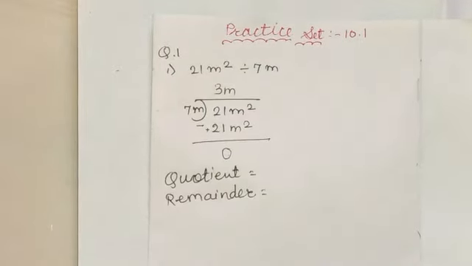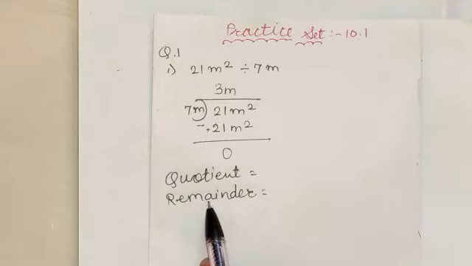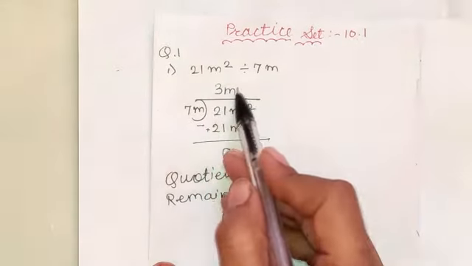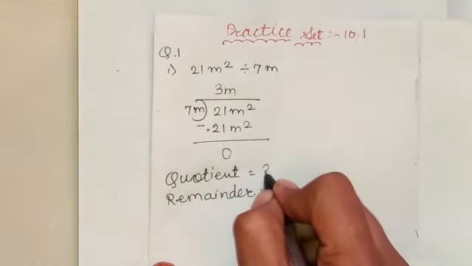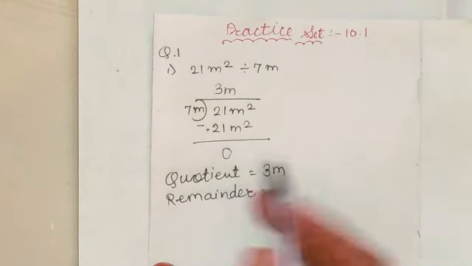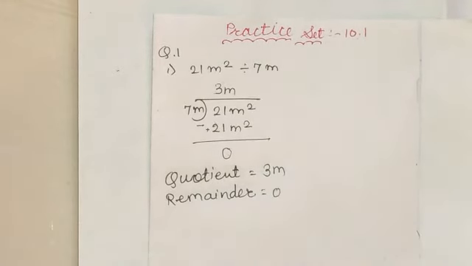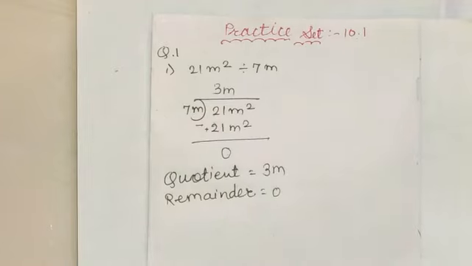After that we have to write the quotient and remainder. So this answer is nothing but the quotient, that is 3m, and remainder is 0, which we have to write like this way. If you want, you can take out the screenshot.